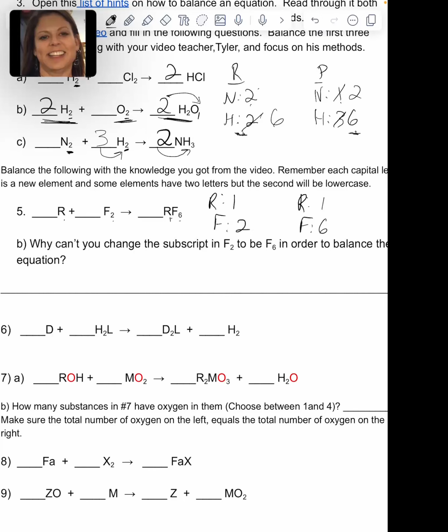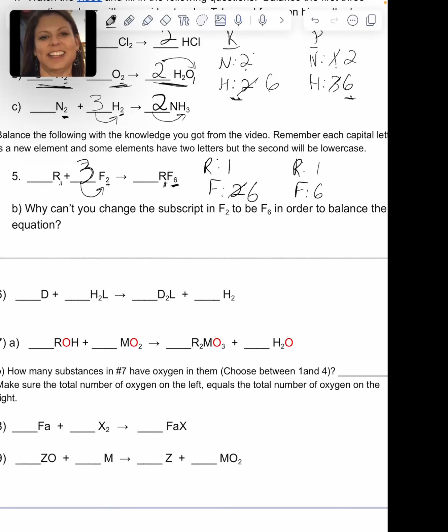So in front of F, because I already have 2, what number would I put there so that I'd have a total of 6? And the answer is 3. So 3 times 2 is 6. And I have 6 on that side. So that problem is done because there's still 1 R there and there's still 1 R there. Okay. We don't show those subscripts of 1 now, remember that?